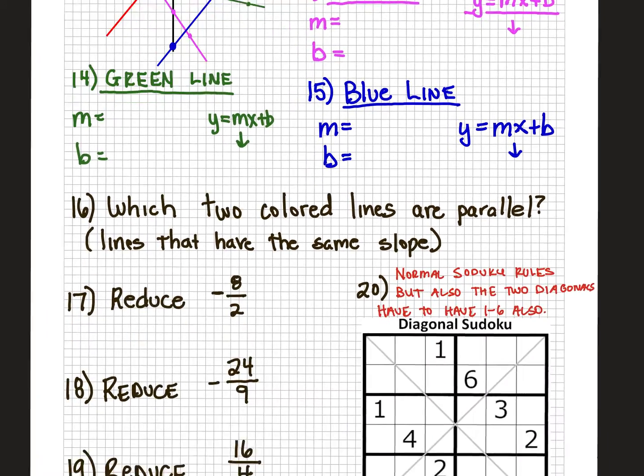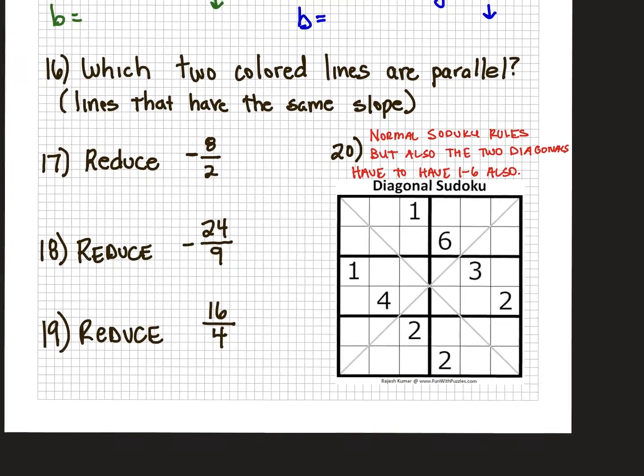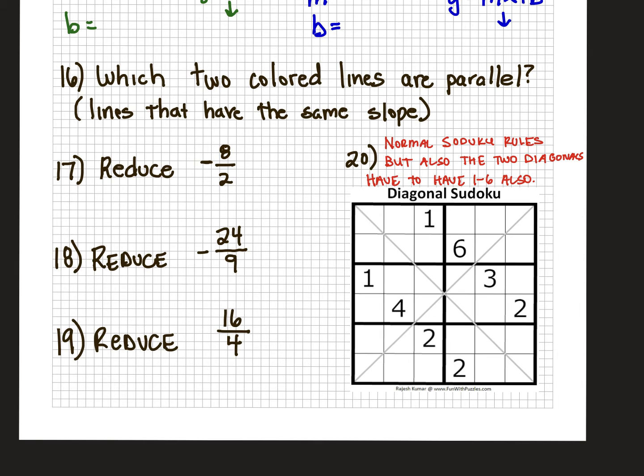Okay, and finally, 17, 18, and 19: reduce, reduce, reduce. If you get down and there's a 1 on the bottom, take it away. We don't put 1s on the bottom. Don't make that mistake.